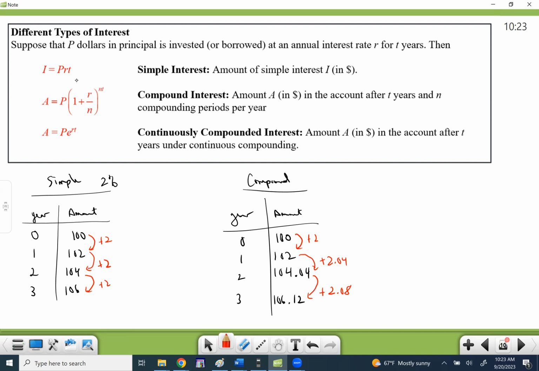Now, the compound interest formula is actually pretty complex. I mean, look at that. Okay, the continuously compounded is not, but this compound interest one is pretty complex. So let's go in and make sure that we understand all of the pieces of that formula.